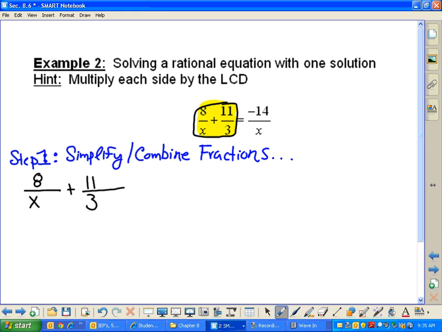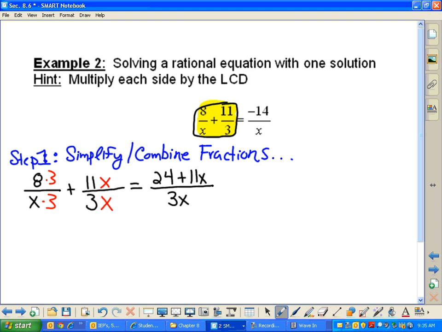So if we operate under the assumption that the LCD is 3x, that first denominator is missing the factor of 3. What I did to the bottom, I have to do to the top. And then Ryan said our LCD is 3x, so this one's missing the x on the bottom. And what I do to the bottom, I have to do to the top. So if I simplify this, I get 8 times 3, which is 24, plus 11x, all over 3x.